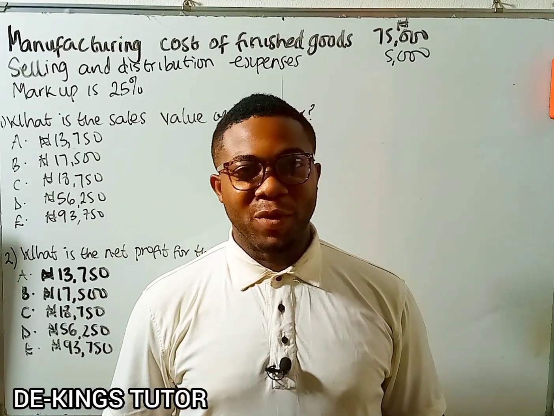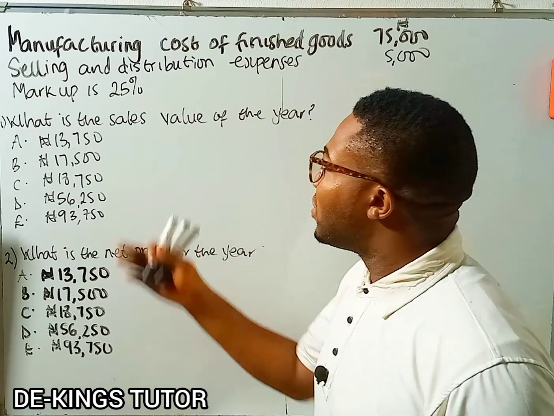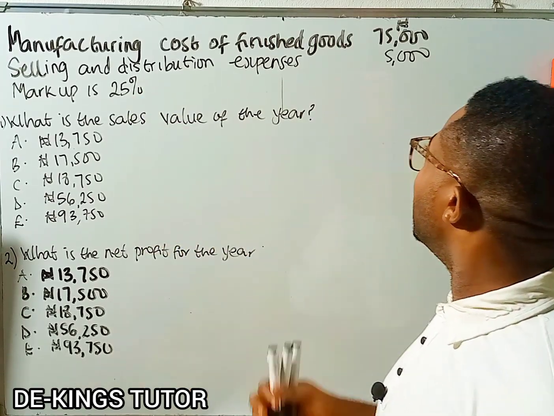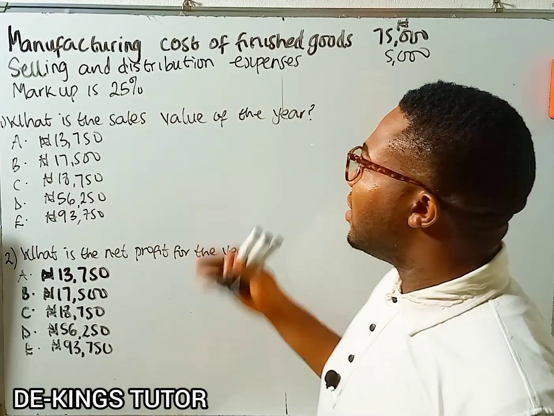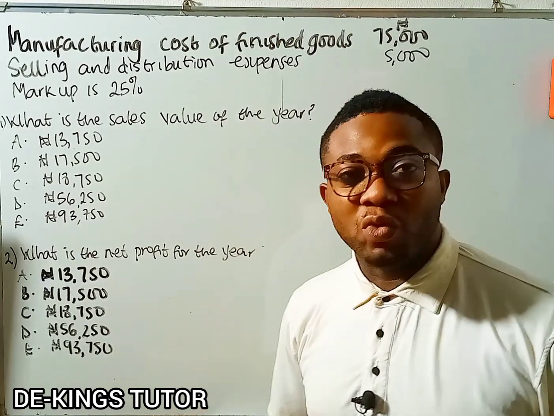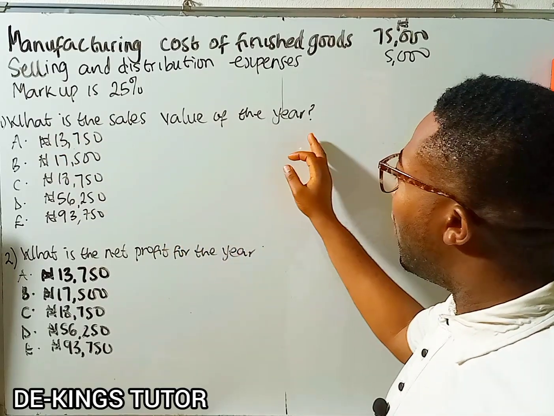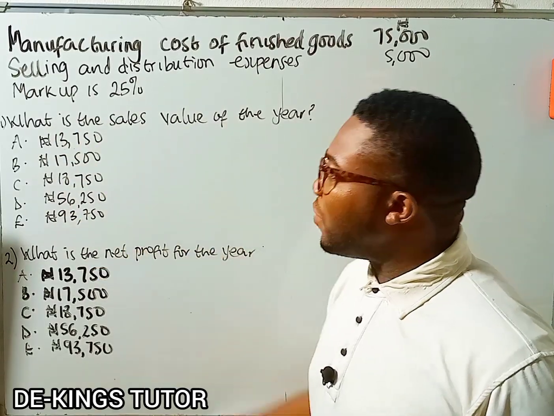This is King's Tutor. Okay, now we're asked to solve this question. Now the question said the manufacturing cost of finished goods is 75,000, and the selling and distribution expenses is 5,000, and the markup is 25%. Okay, and they said what is the sales value of the year? Now we have different options here.